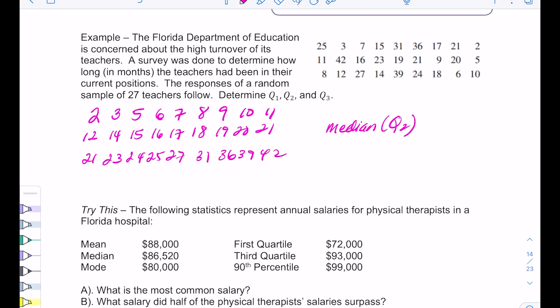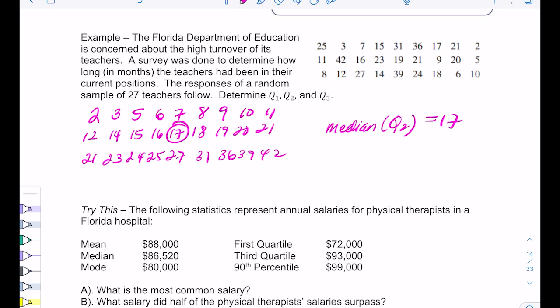One of the things you can do is just count off and cross off the first and last numbers, and keep doing that until you get to the middle. I'm not going to do that though. I'm just going to tell you here that the middle number is 17, and you can count. There's 13 numbers to the left of it and 13 numbers to the right of it.